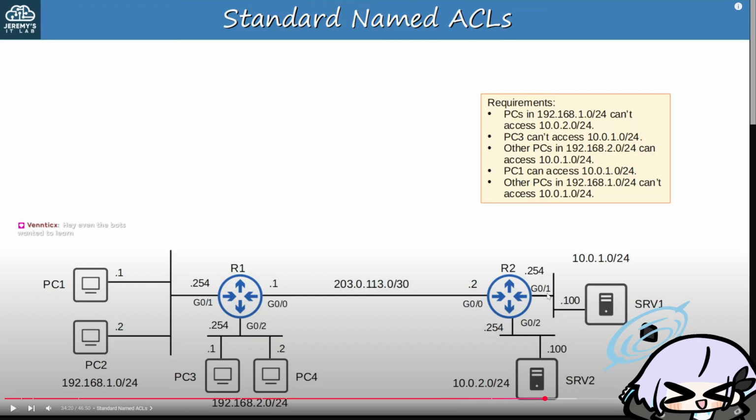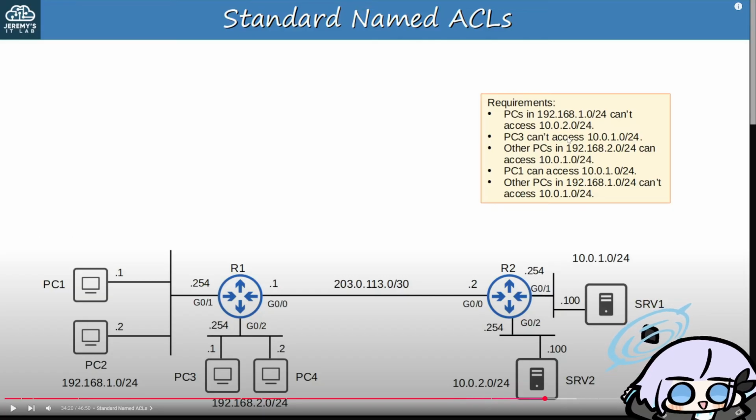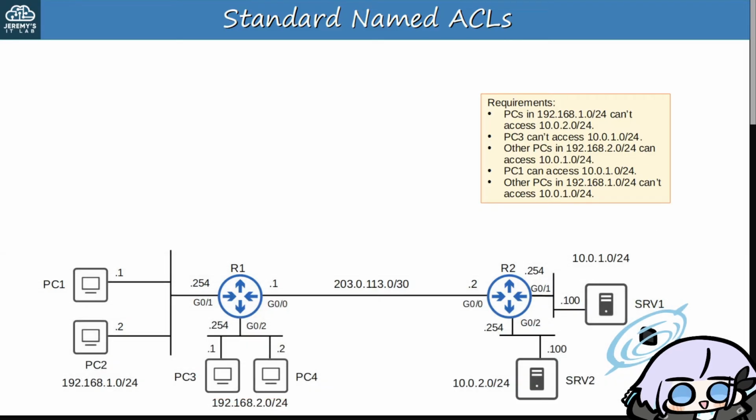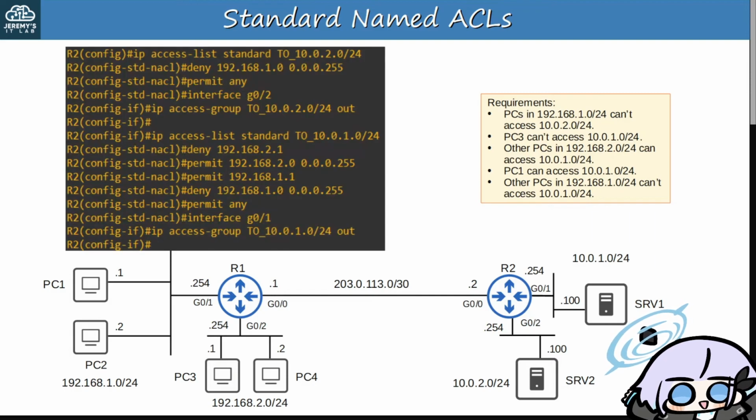Yeah, one ACL here, outbound G01 and outbound G02. Just we're putting in a name. So we'll configure one ACL to control access to 10.0.2.0/24 and apply it outbound on R2's G02. Then we'll configure another ACL to control access to 10.0.1.0/24 and apply it outbound on R2's G01. Here's how I did that.